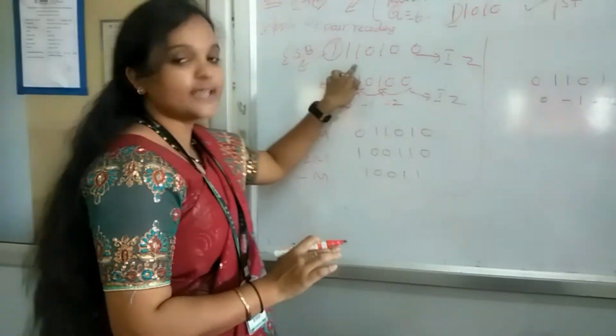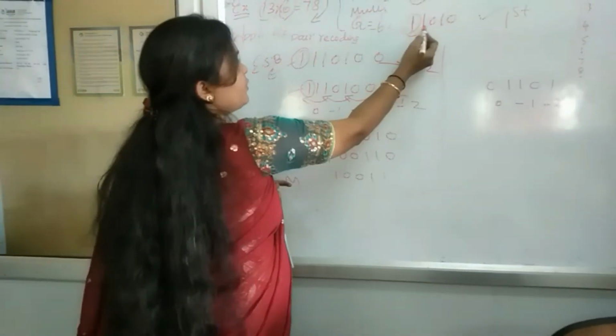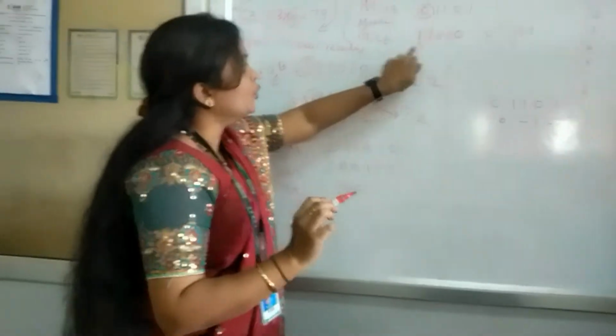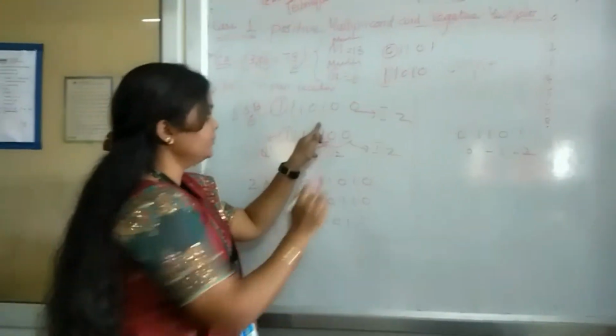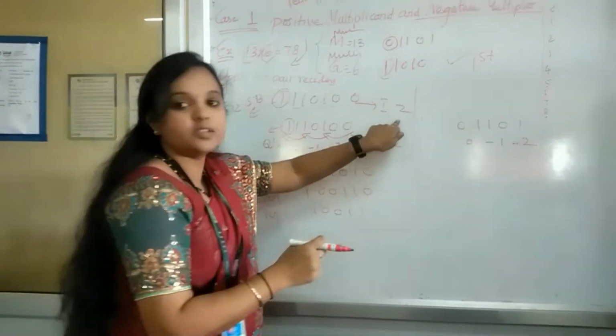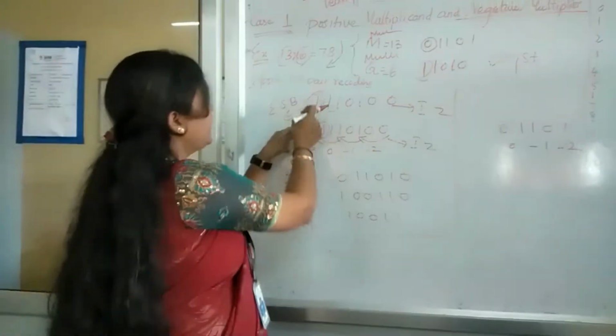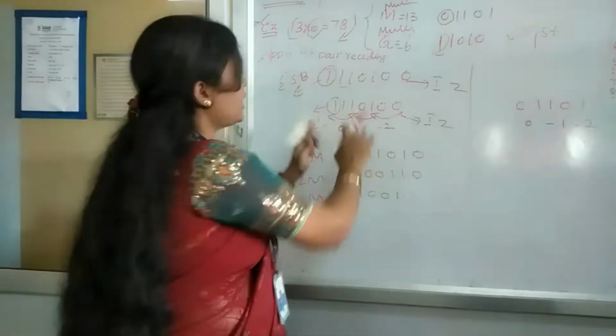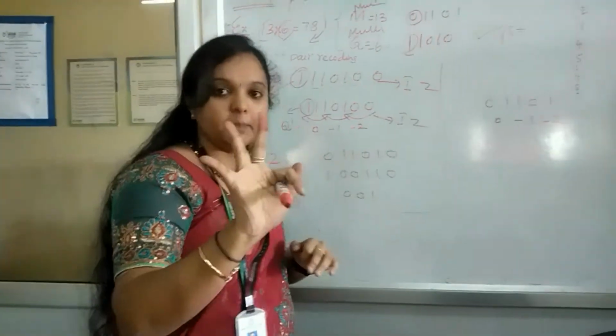Now I am going to the second rule. I am going to take Q as 1 1 0 1 0 here. Here I am going to add 0 at the last. This is the implied 0. And here I am going to add 1. This is the extended sign bit. So now I am going to group 3 bits together.